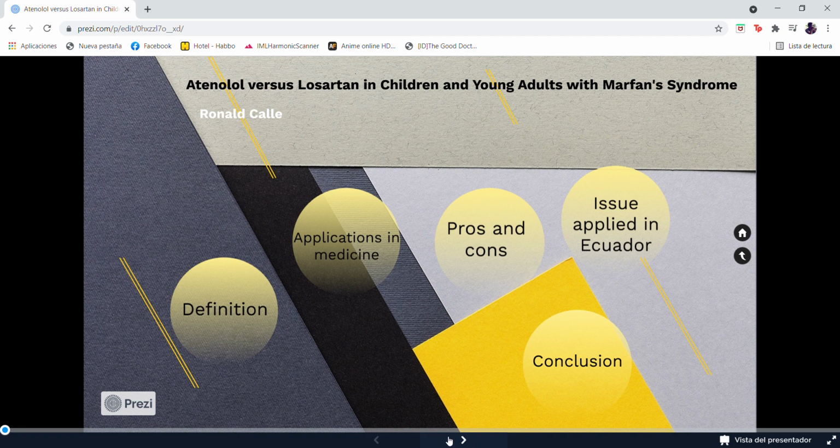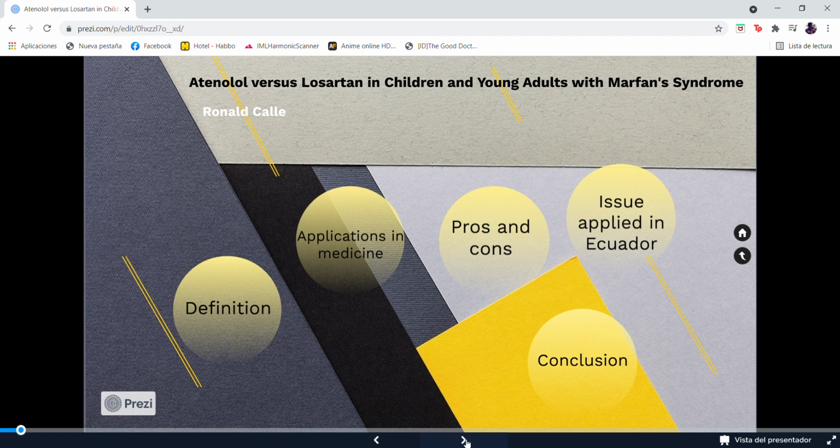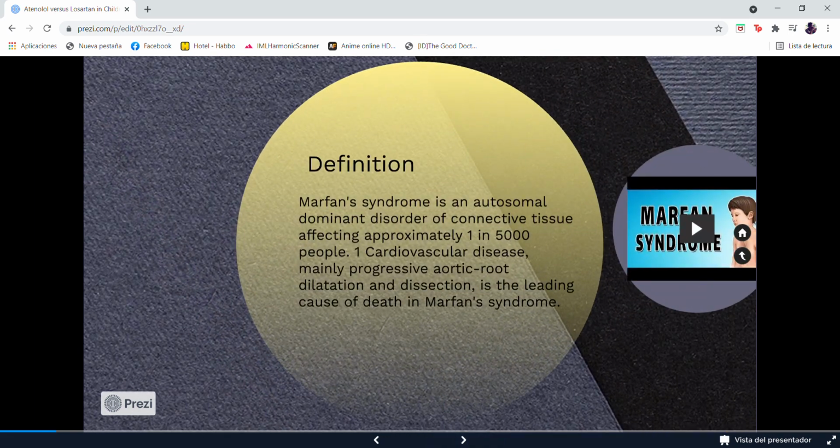Atenolol versus Losartan in children and young adults with Marfan syndrome. First, we have the definition. Marfan syndrome is an autosomal dominant disorder of connective tissues affecting approximately 1 in 5,000 people. One cardiovascular disease, mainly progressive aortic root dilatation and dissection, is a leading cause of death in Marfan syndrome.